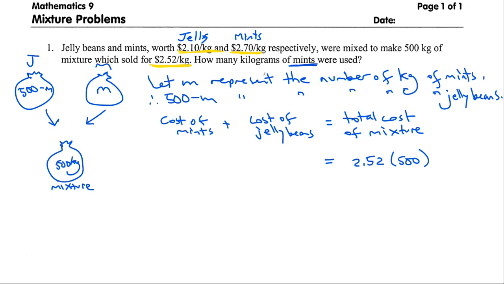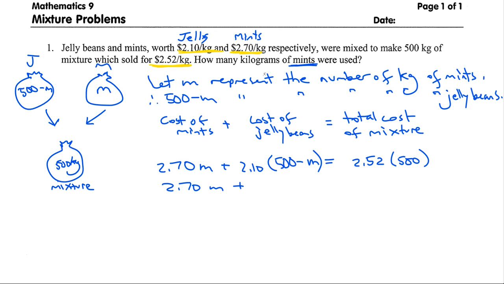So what are the costs of the other two things that make this up? The mints cost $2.70 per kilogram, and I know that they're M kilograms, so the cost is 2.70 times M. And the cost of the jelly beans, well, I know it's $2.10 per kilogram, but how many kilograms of jelly beans do I have? Look at your let statement. It's 500 minus M. So that's going to give me my equation, which I solve for M. I know it's got decimals, but we can do it. Use a calculator.